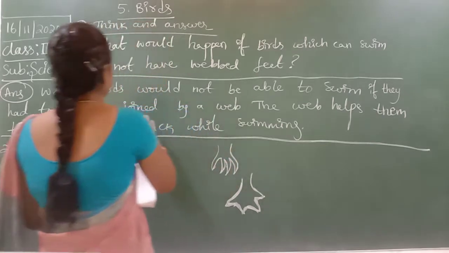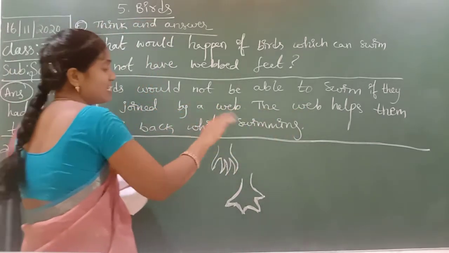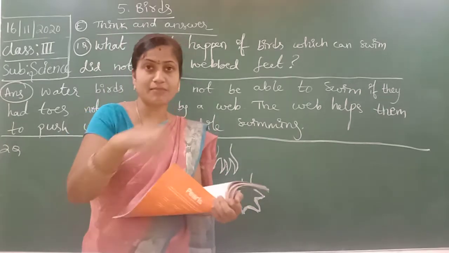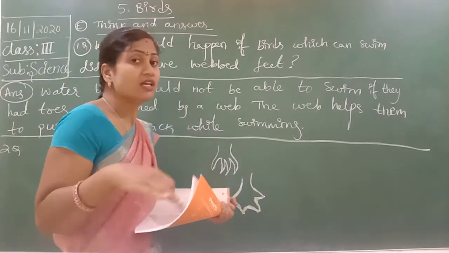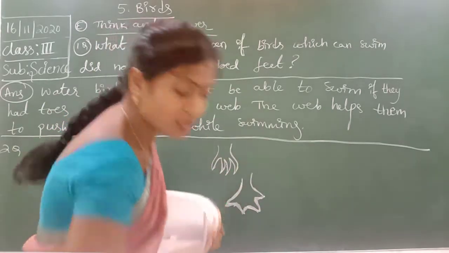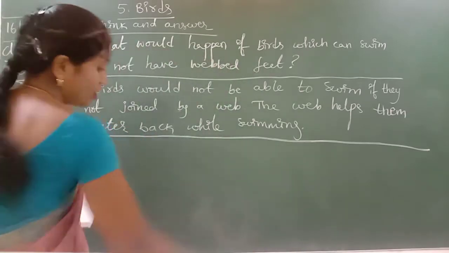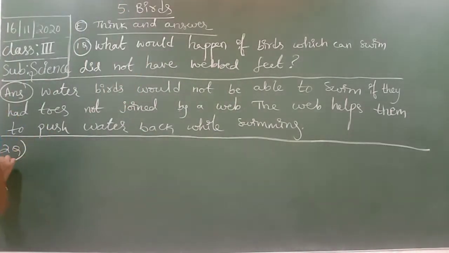So joined by a web. The web helps them to push water back while swimming. Swimming can proceed easily. Without the web they can't swim. So water birds have that arrangement. Okay. Next, second question.